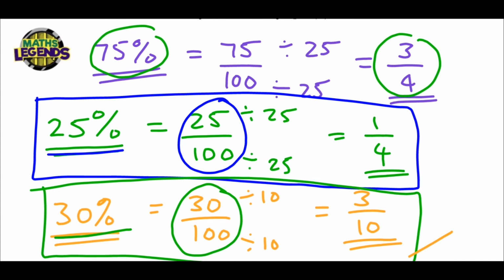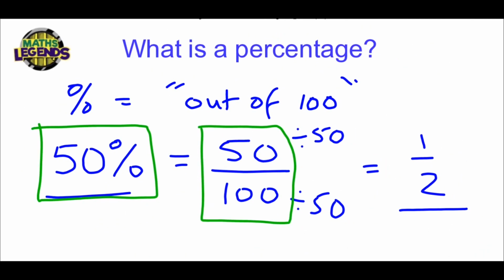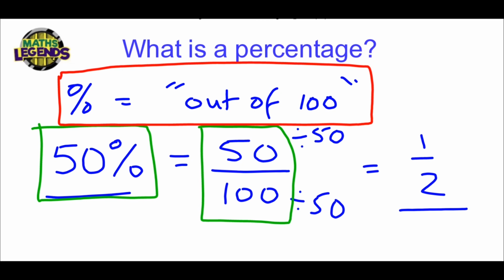So what we have just seen is that we can go from a percentage to a fraction, and then a simplified fraction, and we can go back from a simplified fraction to a fraction that's out of 100 and use that to write it out as a percentage. The key thing to remember is that percentage means out of 100.